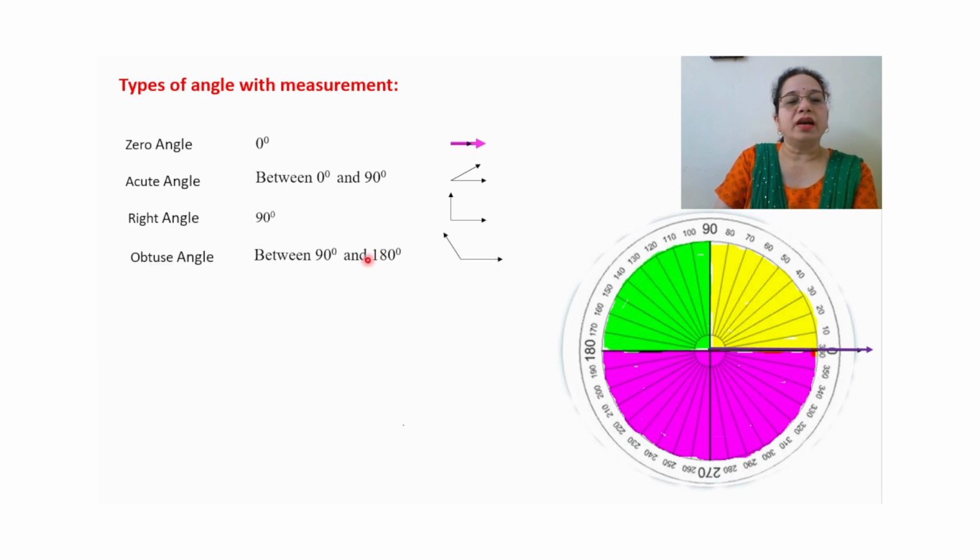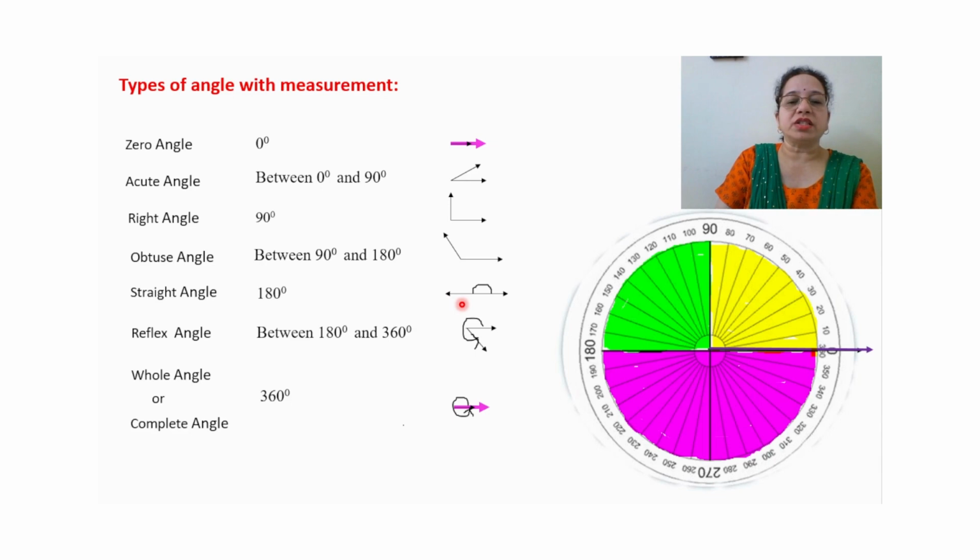Then obtuse angle is between 0 to 180 degree. Straight angle is 180 degree. Reflex angle is between 180 to 360 degree, and we show a reflex angle by this arrow. Now whole angle or complete angle. So once again two rays are in the same place. With this arrow we can identify this is a complete angle. If the arrow is not there, this is your zero angle.